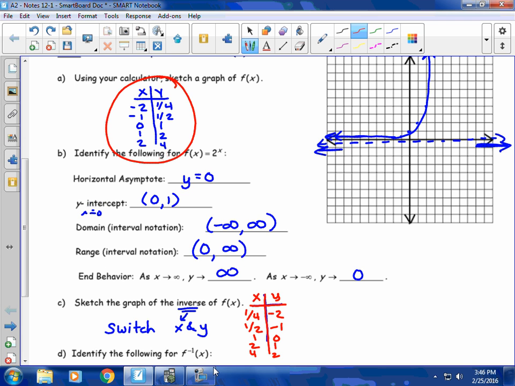So now take those points and plot those on the same axes up here. So we're going to graph 1/4, -2, which should be right about there. 1/2, -1, 1, 0, 2, 1, and 4, 2. So connecting those points gives you this graph.